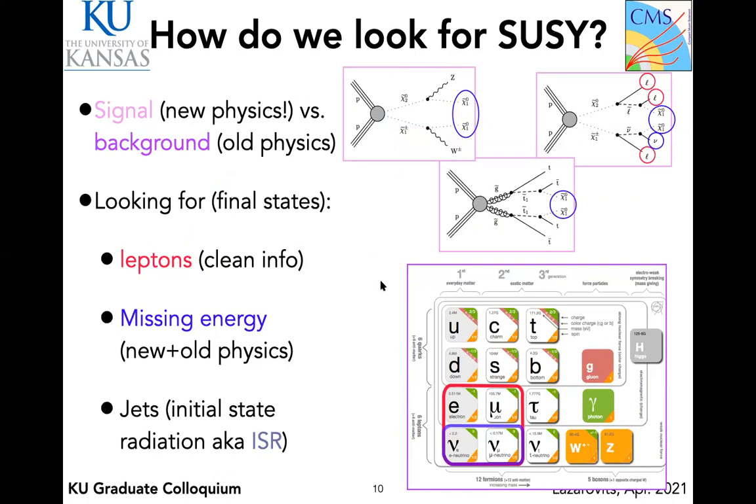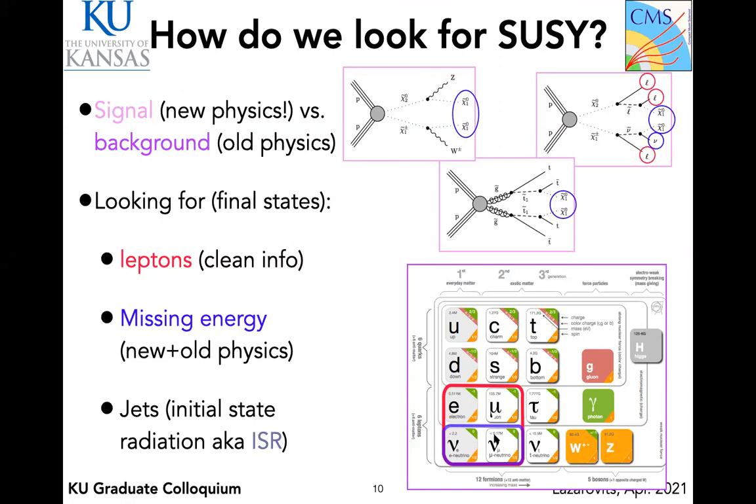Specifically, in this analysis, we want to look for events that have leptons in their final states. So leptons, as a reminder, are these electrons and the muons. We're only looking at these two types of leptons in this analysis. And these will provide pretty much clean information. They're easy to identify. We also are looking for missing energy in this analysis in the final states.